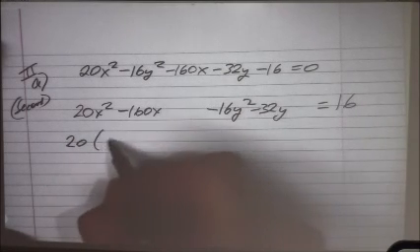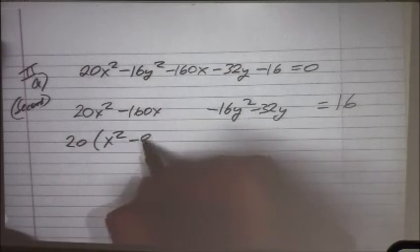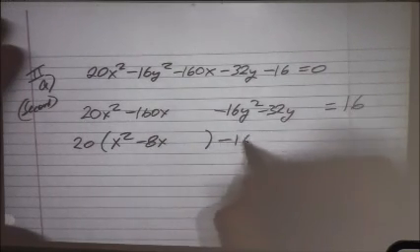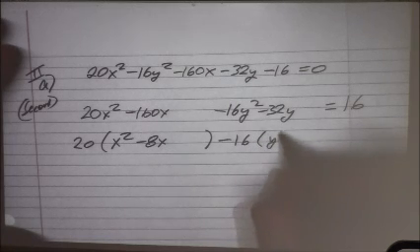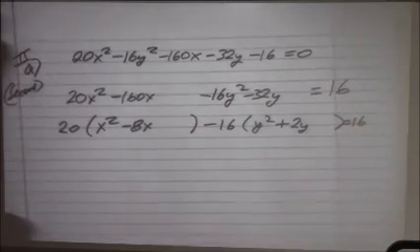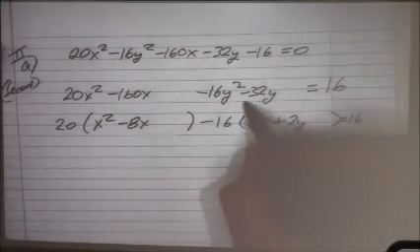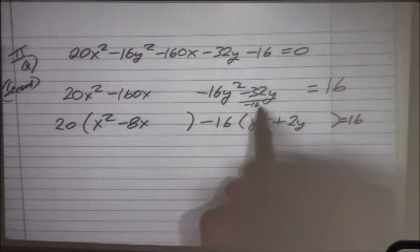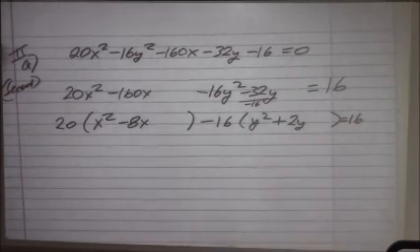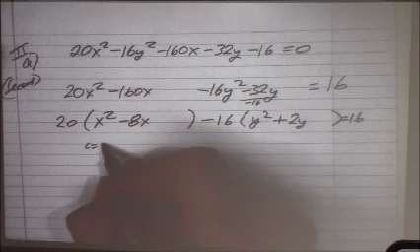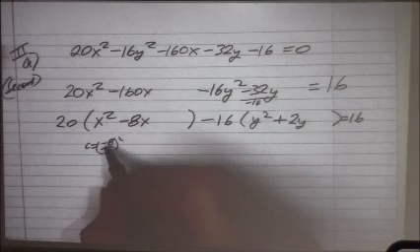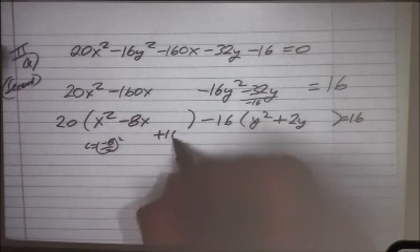So here, if I take 20 from both, I get x squared minus 8x. I'll leave a space and get ready to write the c in here. And I'll put minus 16, y squared plus 2y, and is equal to the 16. So here, negative 16 divided by negative 16, so the negatives make positive. 32 divided by 16 is 2. Now, c is equal to negative 8 over 2 squared. That's negative 4. And negative 4 squared is 16. So I'm going to add 16 here.